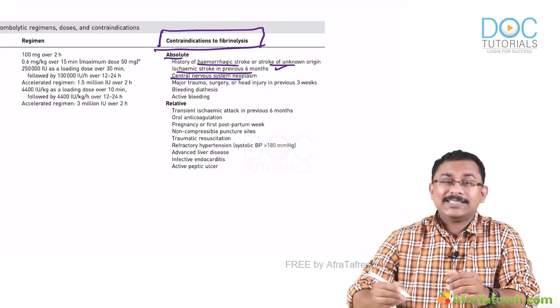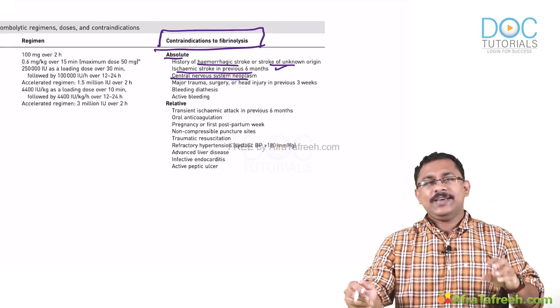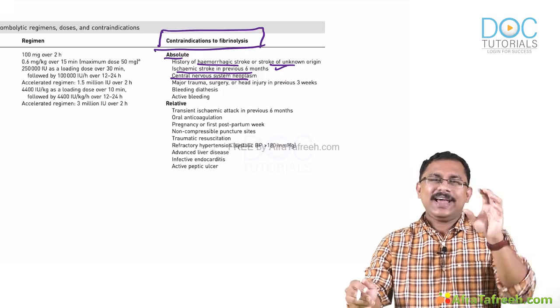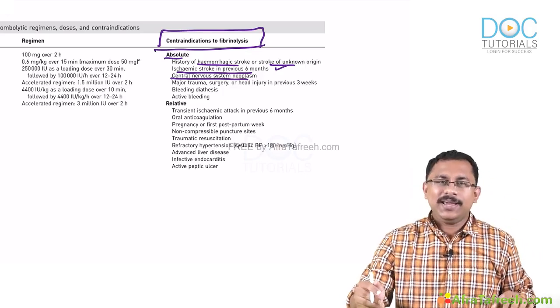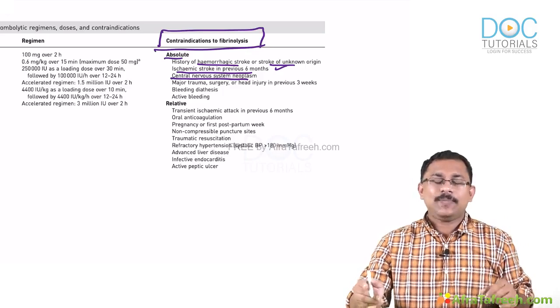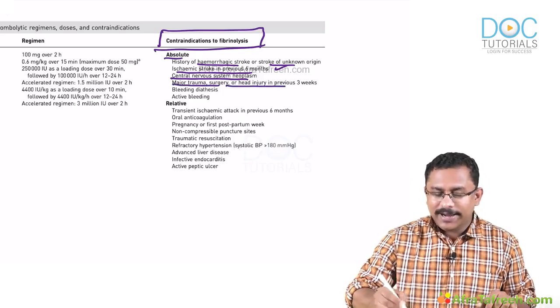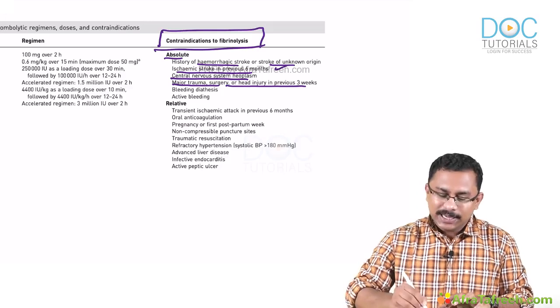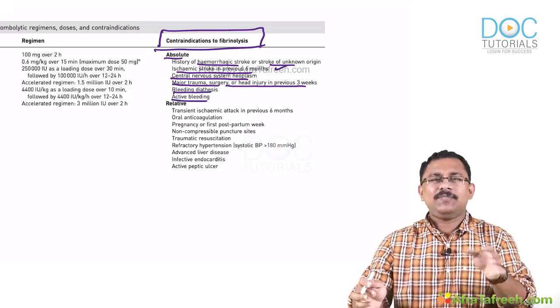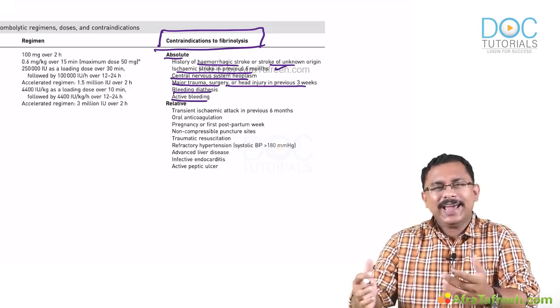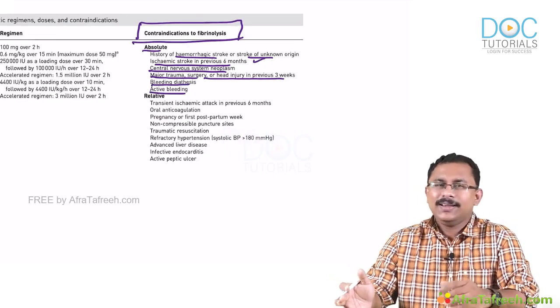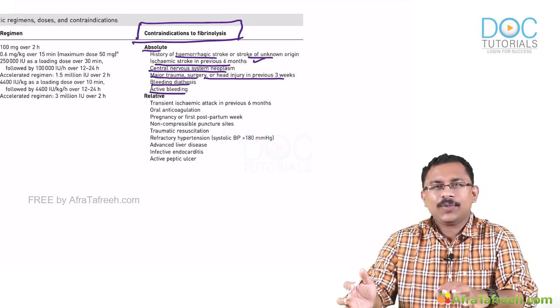And if you are having a central nervous system neoplasm, a large intraaxial neoplasm in the brain, there is a likelihood that the patient might bleed. If he has had a major trauma, surgery or head injury in the previous 3 weeks, a bleeding diathesis or active bleeding, suppose he is having an actively bleeding peptic ulcer, it's an absolute contraindication.